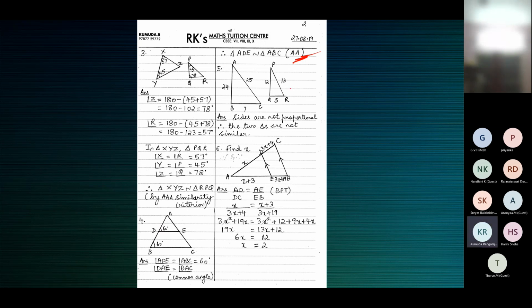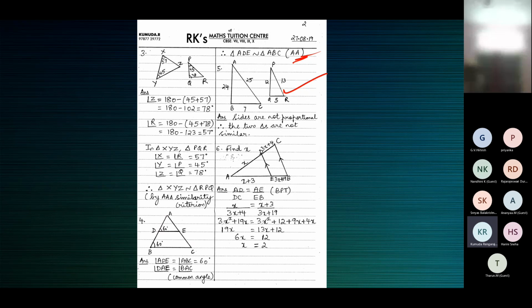So if you see here, the sides are not proportional. So the two triangles are not similar. The sides are not proportional. You can just find the ratios in your mind. You can see that the ratios will not be the same. There's no working for this. Or you can just take some three ratios and show that they are unequal. That's all.